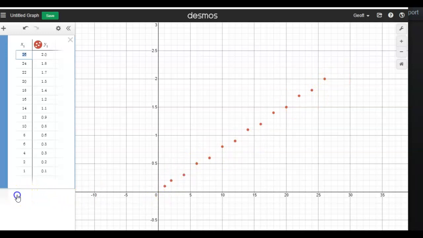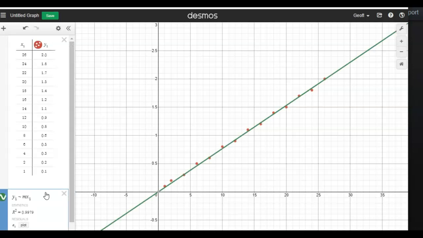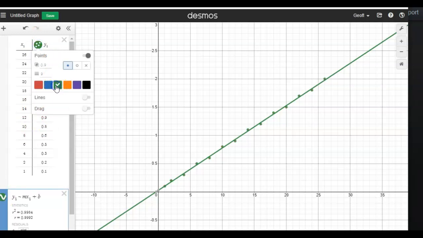So let's see. If you remember the formula for a line, y equals mx plus b, where m is the slope and b is the y-intercept. So the Desmos equation is y1 is about, that's what the tilde means, mx1 plus b. Okay, and that looks like a really nice line. It looks like it fits quite well. Let's see if we can get the colors to match up. I'd like to make them all, that's better to me.